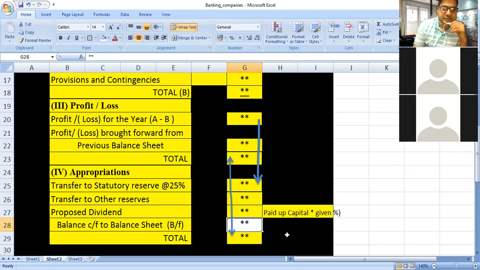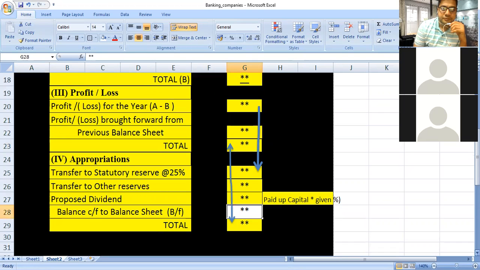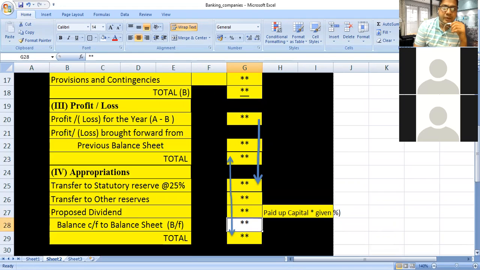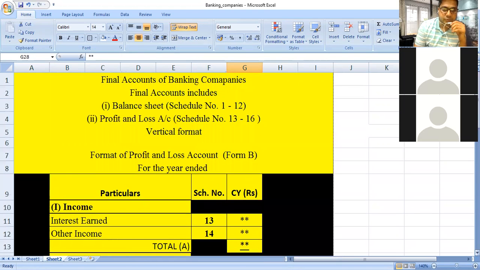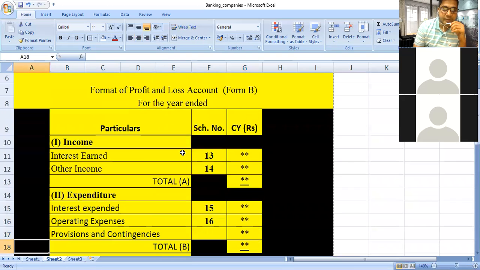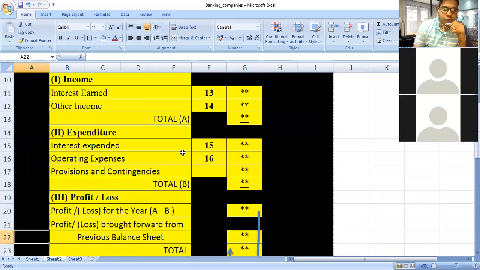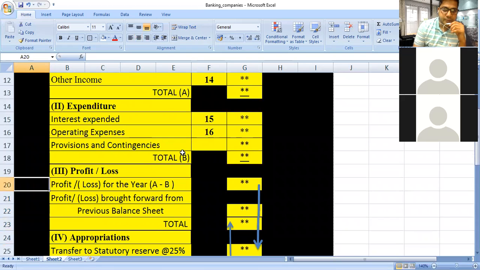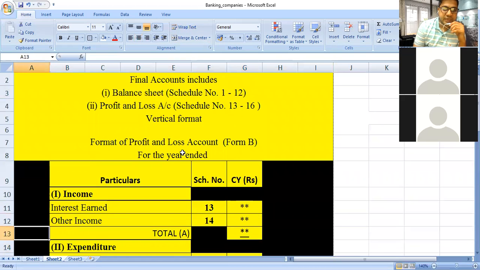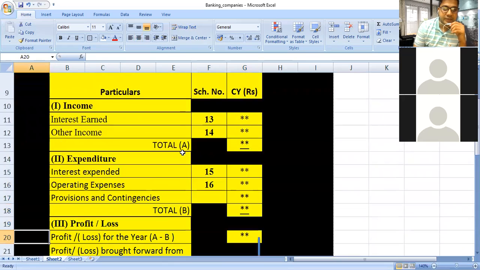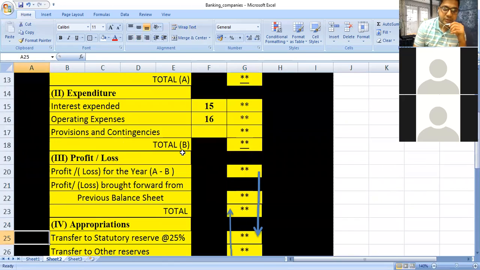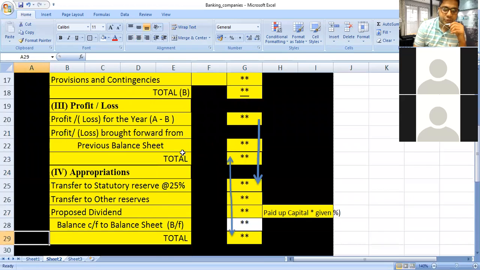So these are simple. Our profit and loss account is there. How we will prepare the profit and loss account, what items are there. It is always divided into four parts: the first part is the income, the second part is expenditure, the third part is profit or loss, and the fourth part is appropriation. I hope you understood how we will write.